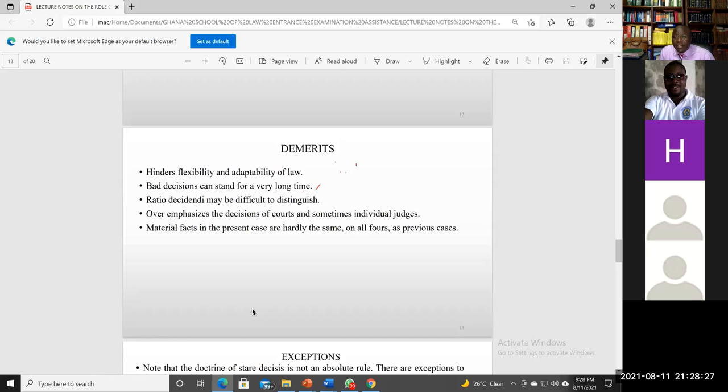And then another demerit is that ratio decidendi may be difficult to establish and also distinguish. Before you can say that this precedent is applicable, binding, and all that, you need to establish the ratio decidendi, the principle of law established according to the material facts of that case. You need to establish that and say that if we read this judgment, these were the essential facts, and within the context of these essential facts, the court propounded this principle. Now that is crucial, and that is what will give you the ratio decidendi. And working it out sometimes is difficult.